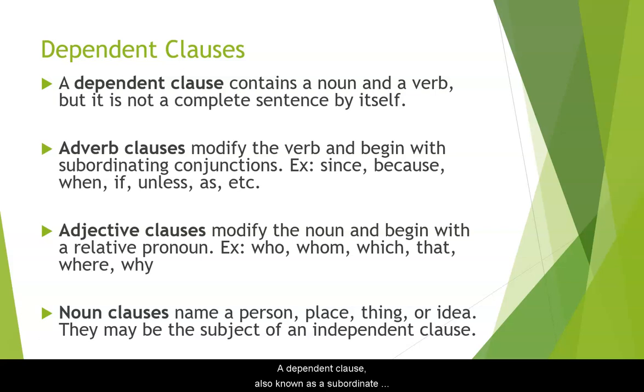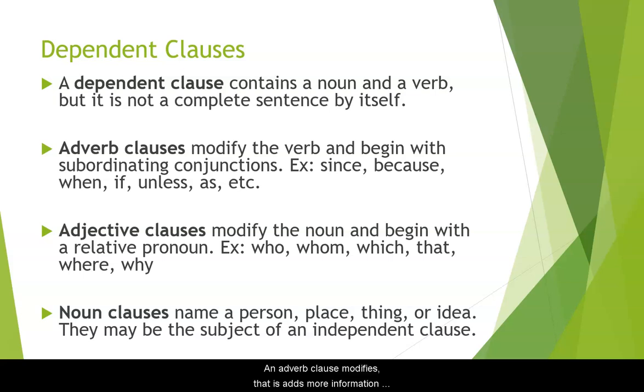A dependent clause, also known as a subordinate clause, has a subject and a verb, but it cannot stand on its own as a complete sentence. We usually call these fragment sentences. There are three types of dependent clauses that serve different functions.